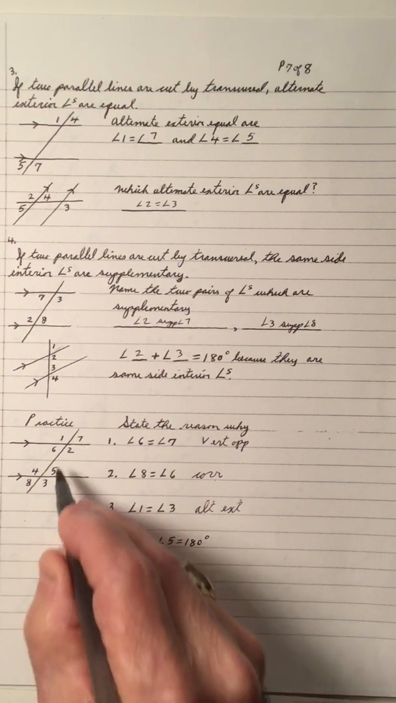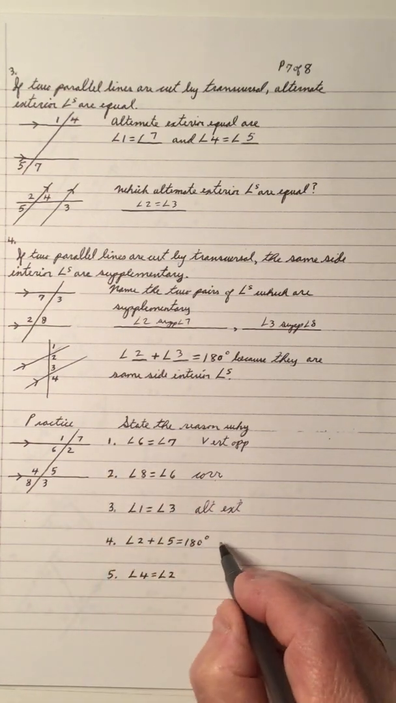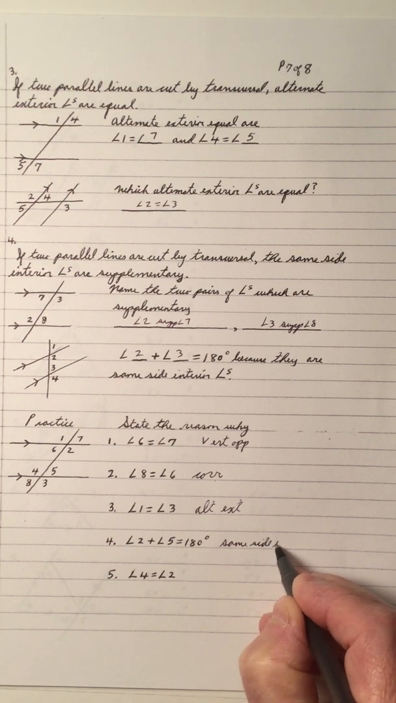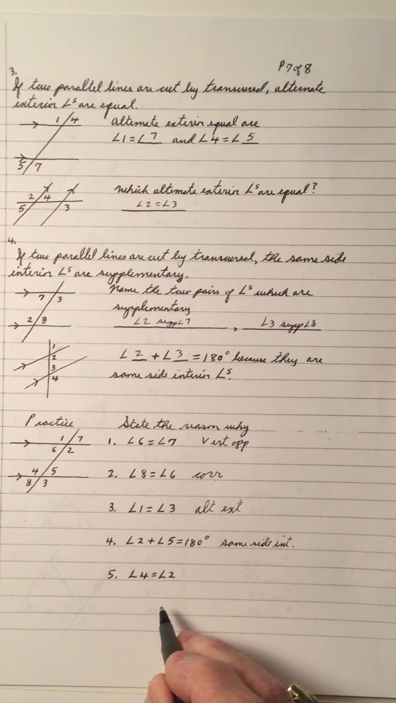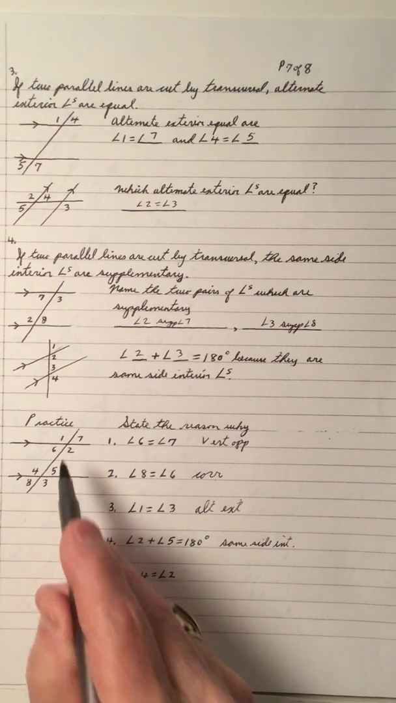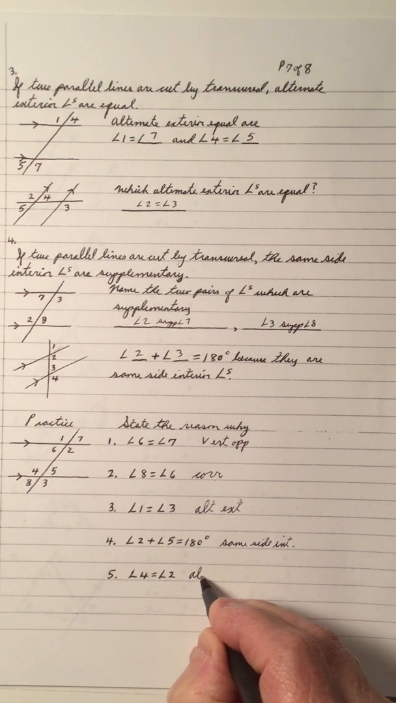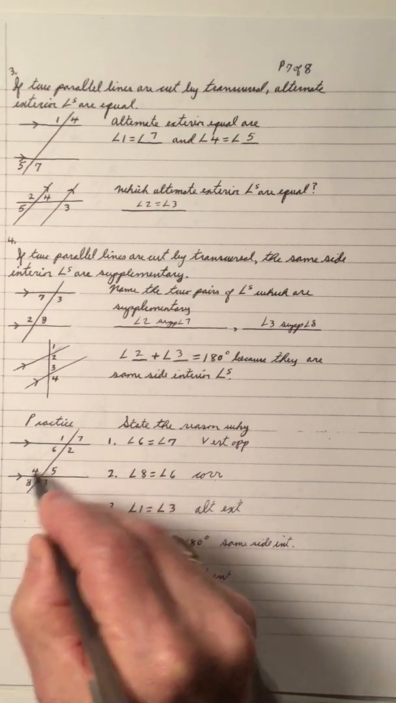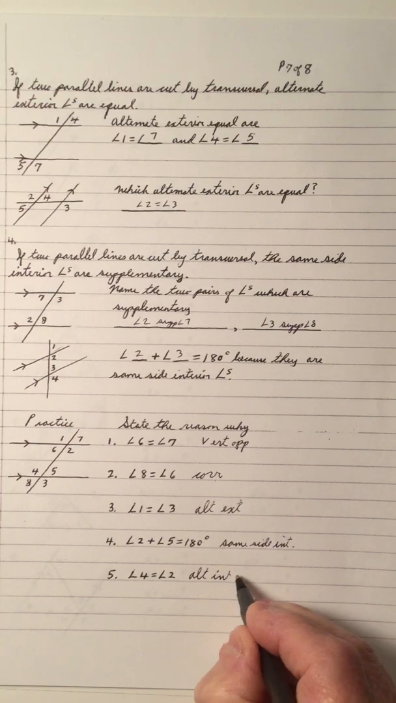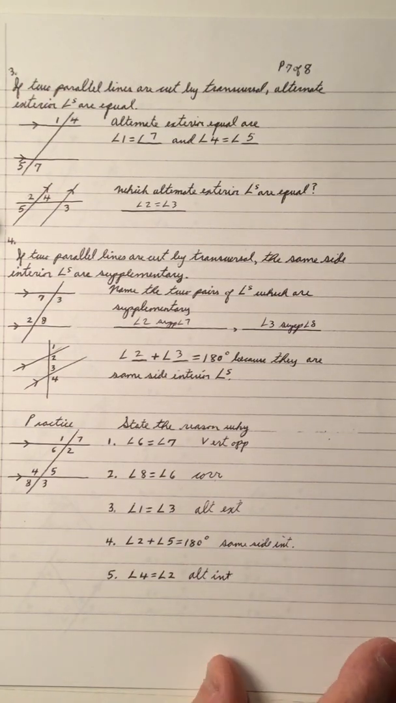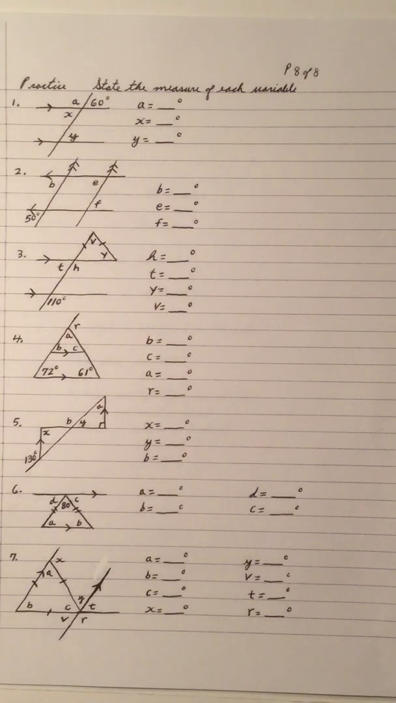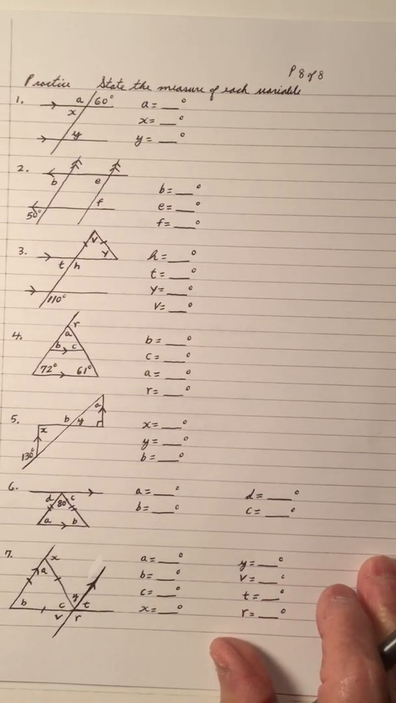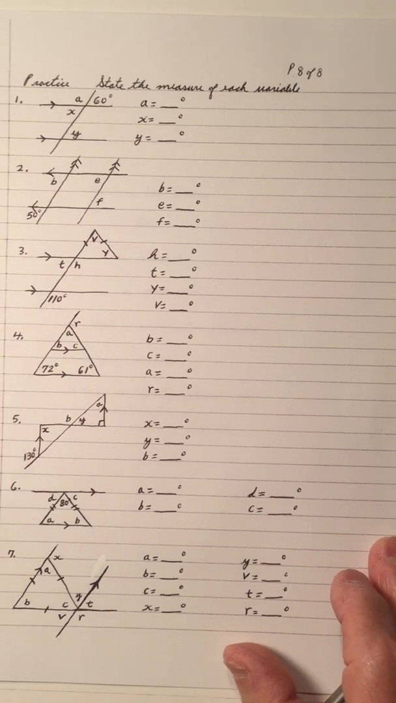Why do 2 and 5 add up to 180? Because they're the same side interior angles. And why is 4 equal to 2? Because they're alternate interior. 2 and 4 are across and they're equal because of the alternate interior. Notice I'm using abbreviations. And the last page is a practice. So what you can do is pause your video and work all these out.